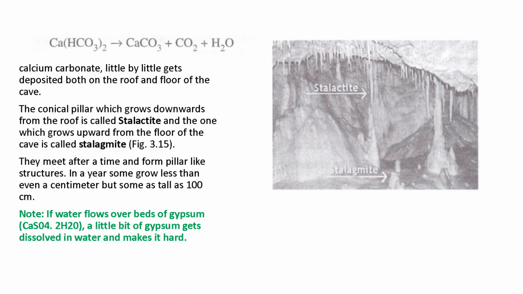So in this diagram you can see stalactite and stalagmite. See both of them. The conical pillars which grow downward from the roof are called stalactites. You can see in the picture, this is a stalactite. And the conical pillars which grow upward from the floor are called stalagmites. So these are the two important terms.